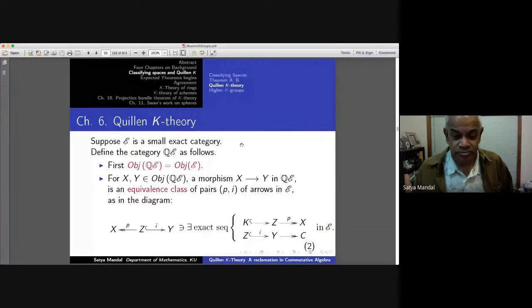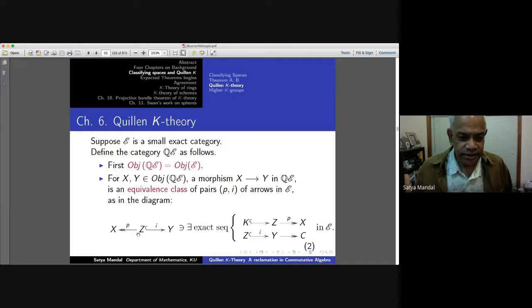Last time I essentially defined K groups of an exact category. Okay, and so let me just go through it quickly. So if E is an exact category, then we define a so-called Q category. Okay. So they are like this.